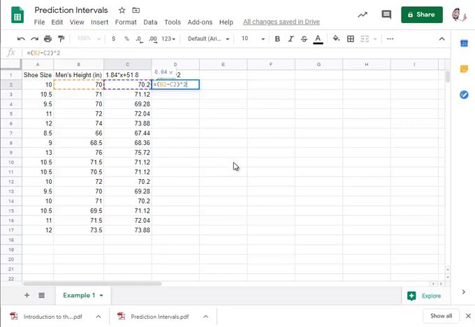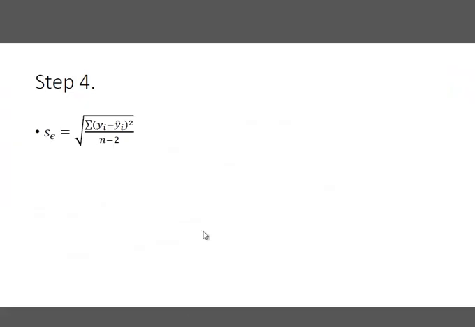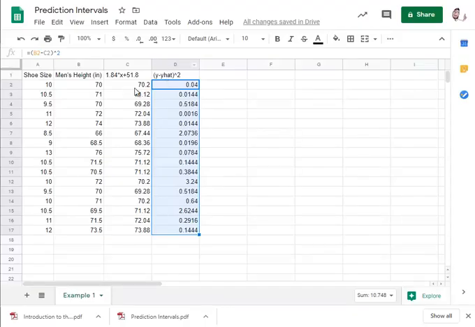Again, you only have to do it for the first one. If you drag this down in the bottom right hand corner, it'll continue that trend all the way down. So these are all of the difference between the y and the y hats squared. So this pretty much is that list that this summation symbol is having us add up. So we need to sum up that column now because we've already done y minus y hat squared.